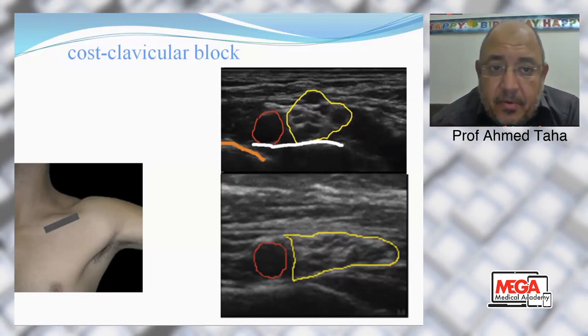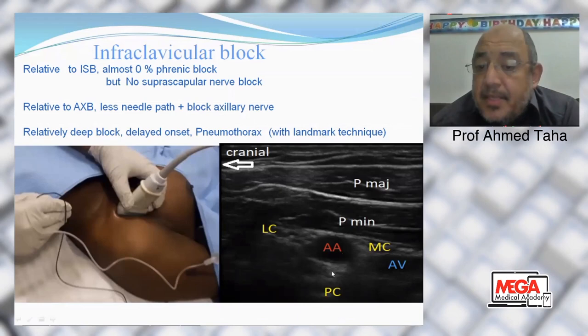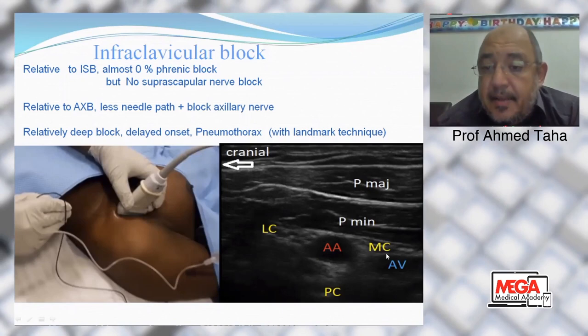Now we are going to the infraclavicular block. In the infraclavicular block, we block the brachial plexus cords around the second part of the axillary artery. This is the axillary artery, this is the cephalic part, and this is the caudal. You can find the lateral cord, posterior cord, and medial cord, and this is the axillary vein. In this situation, the artery lies deep to the two pectoralis muscles.